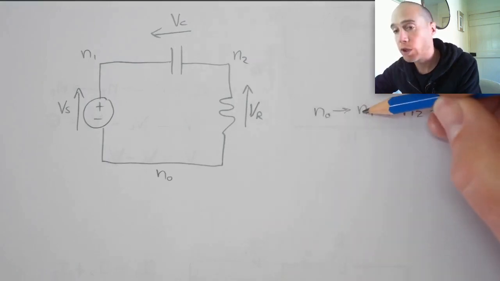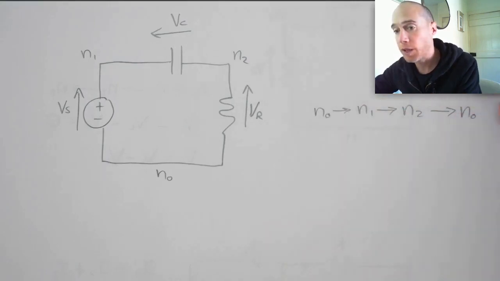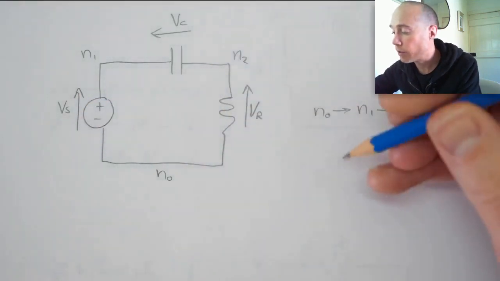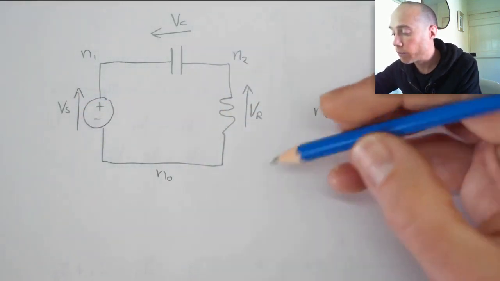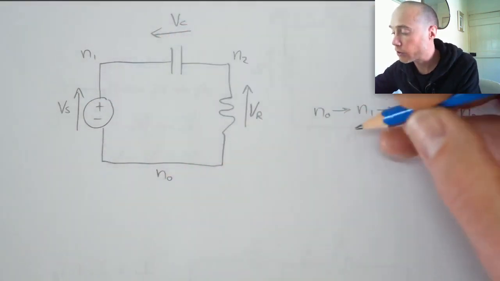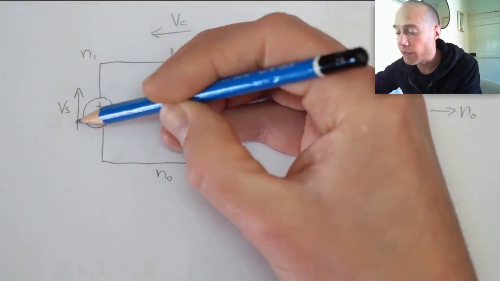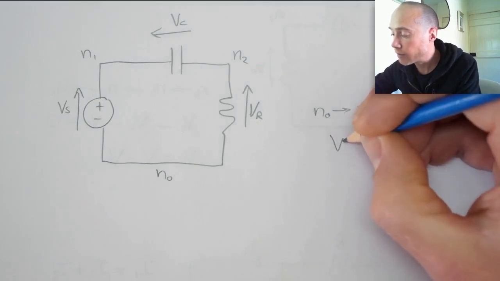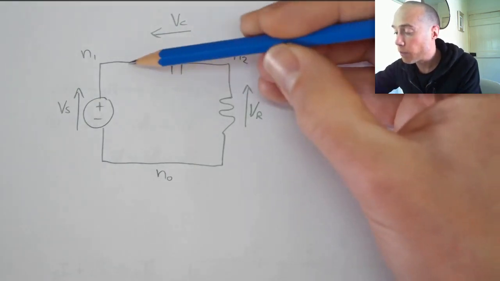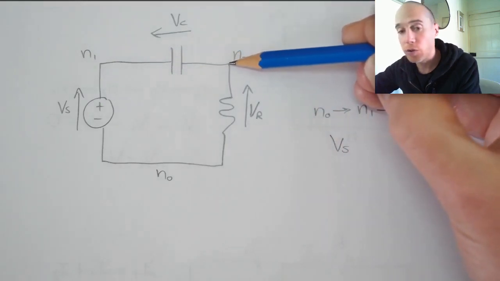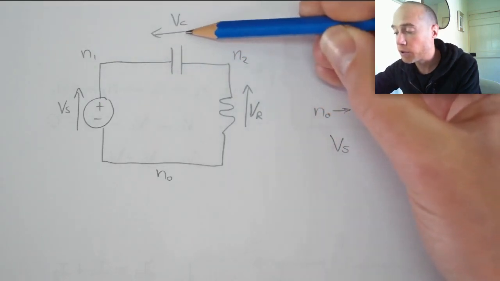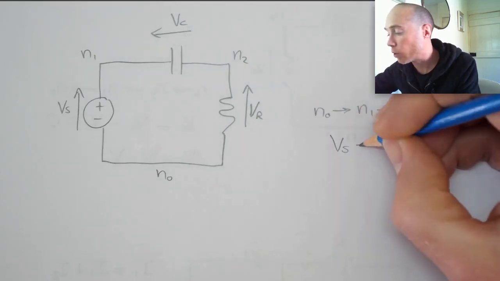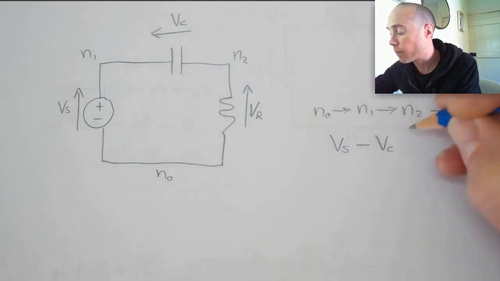Each time we move from one node to another, we step up or step down by the voltage across that element. So going from N0 to N1, we go up through the voltage source and we're moving in the same direction as the arrow of the phasor. So in that case, it's going to be plus Vs. And then we move on from N1 to N2 through the capacitor. Now we're going in the opposite direction to the arrow of the phasor Vc, so that means we're going to subtract Vc.